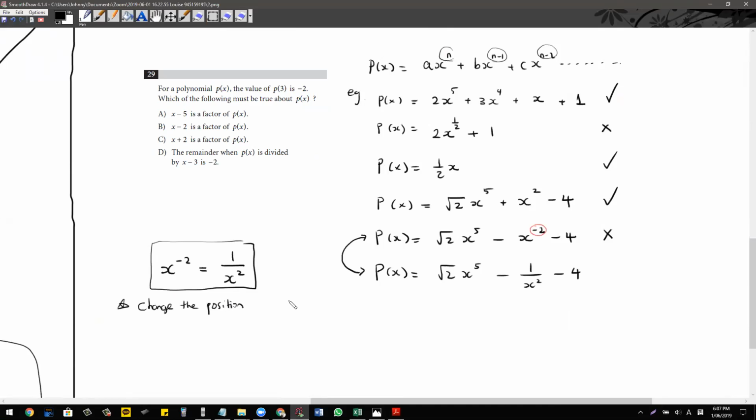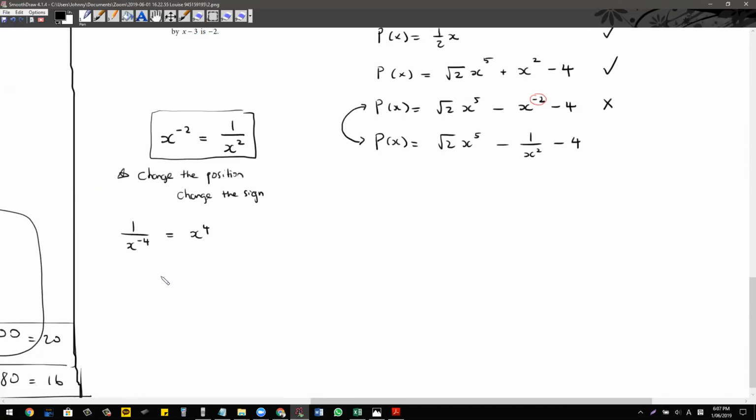Change the position and then change the sign, okay? Yeah, I think I've seen that before. If you have like 1 over x to the power of negative 4, you see how that's negative? So you can change the position and make it go to the top, and it becomes x to the power of 4.